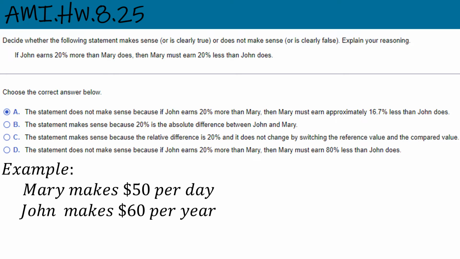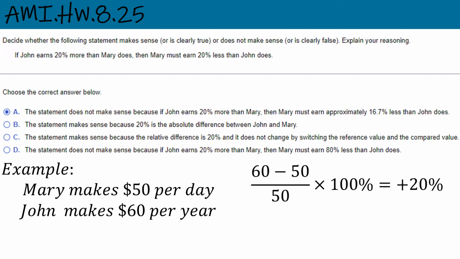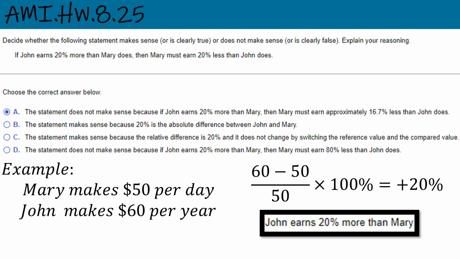Well, we could use our percent change or percent difference formula, which is to say we're going to take that John, subtract 50 and divide by 50, and that'll give us 0.2. And when we multiply by 100, we get a 20% increase. And so we would say John earns 20% more than Mary. In this example, $60 per day and $50 per day. That means John earns 20% more.